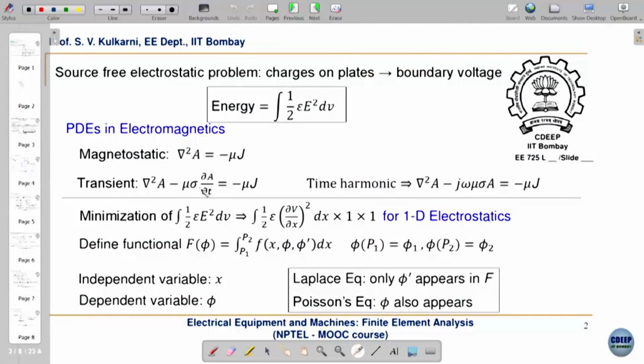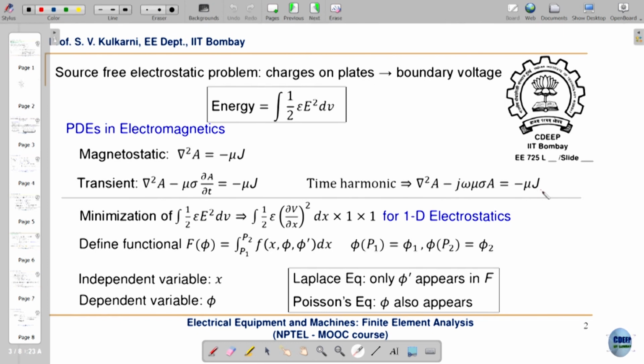But in general, the sign should be opposite. And now if you are dealing with the time harmonic case, that means your quantities are varying sinusoidally with time, then you can convert d by dt to j omega, and then you get this expression, where now this A and J are phasors. I have not represented them by another symbol for the sake of brevity and simplicity. But remember, in this expression A and J will be phasors.